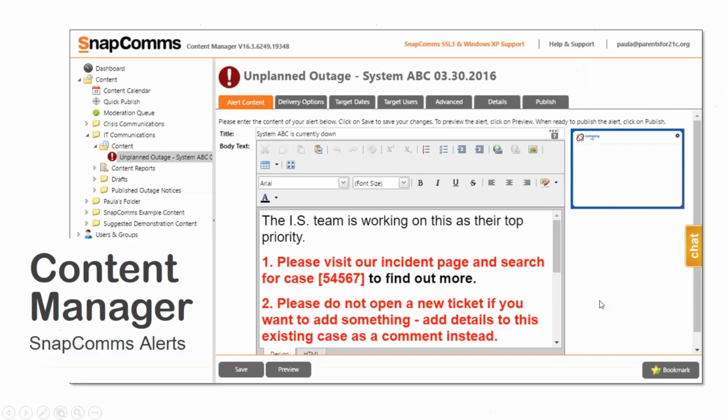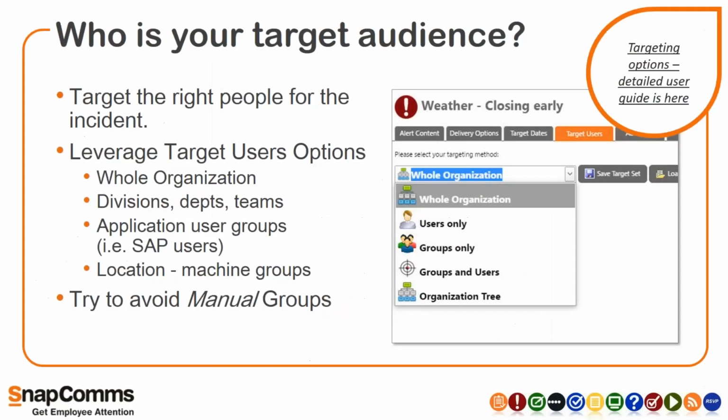All right. So this is what the alert looks like in the SnapComms Content Manager. You'll see on the left-hand side we have the alert. On the right-hand side you have a series of tabs, and you can go through these tabs to set up your content, who's going to get it, through what channels, which people are getting it, what is the lifespan for this message, etc. All right, so here, first off, audience.